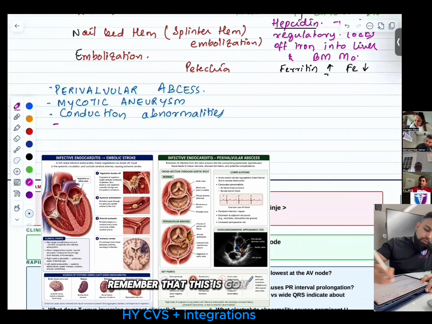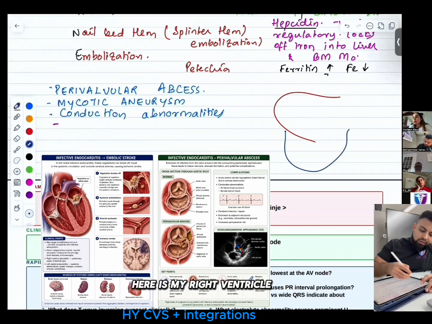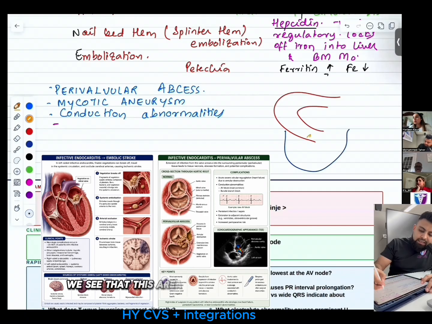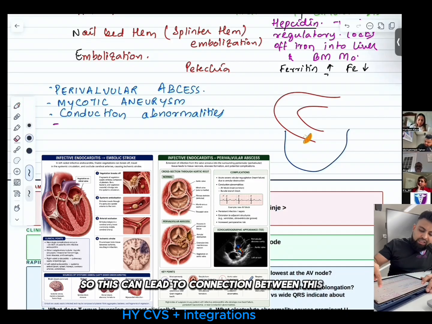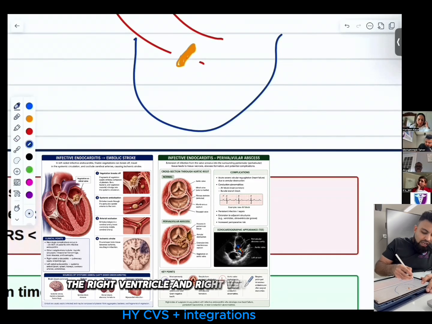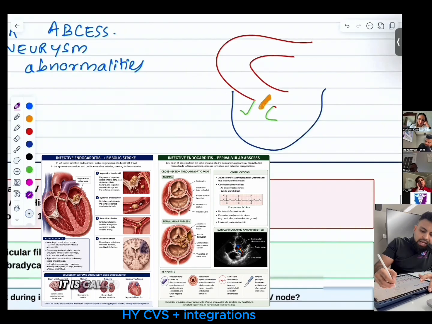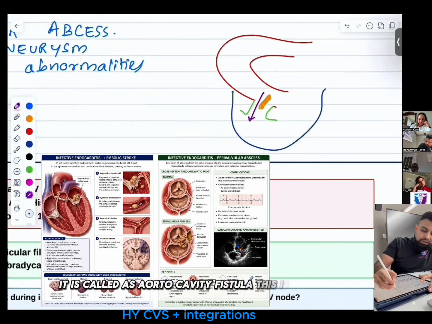Remember that, let's say this is the aorta, and as the aorta is leaving, here is my right ventricle. As the aorta is going there, we see that this area close to the valve is getting weaker and weaker. This can lead to an abnormal connection between the right ventricle and aorta. This is the fistula. It is called an aortocavitary fistula.